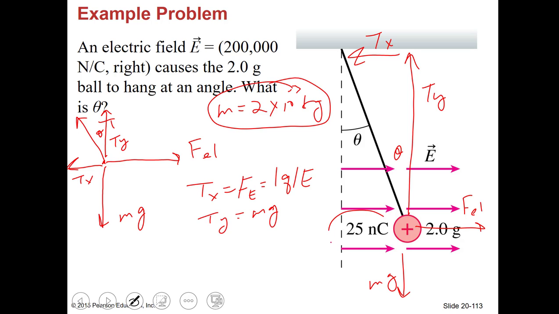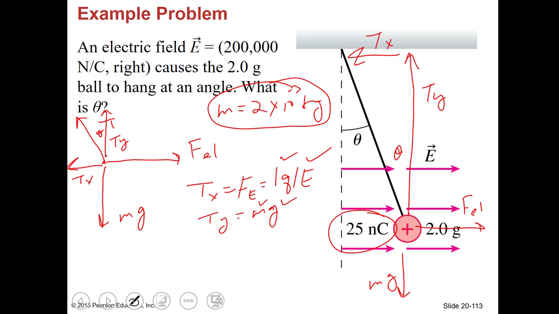Here's the charge, 25 times 10 to the minus 9 coulombs. So you know Q and you know E. You can get the tension in the x. m is given, g is 9.8. You can get that. So that's good. We know all the forces. How are you going to get theta?